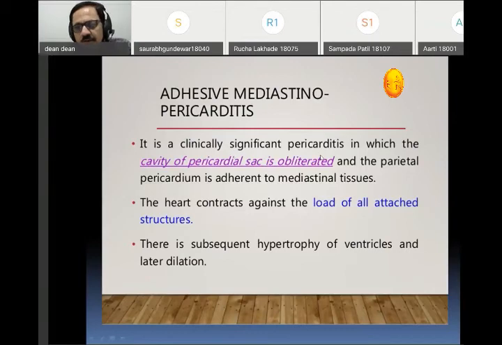It is a clinically significant pericarditis in which the cavity of the pericardial sac is obliterated. This is obliterated because of the fibrosis. The parietal pericardium is adherent to the surrounding mediastinal tissues. The heart contracts against the load of all these attached structures. It has to contract along with the mediastinal structures, and that much force is required, and that's why there occurs hypertrophy of the ventricular muscle fibers, and later the dilatation. So this is all about adhesive mediastinopericarditis.